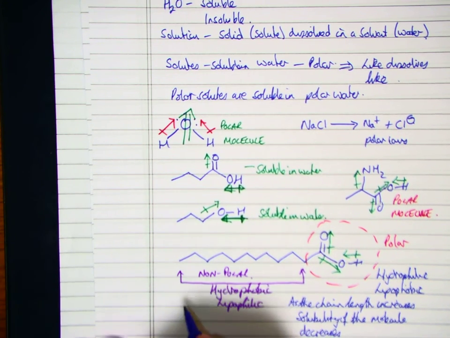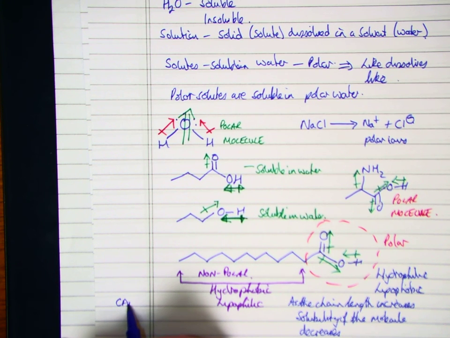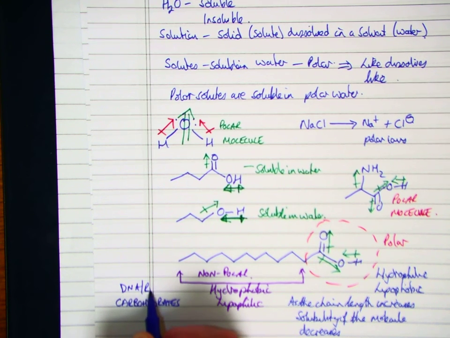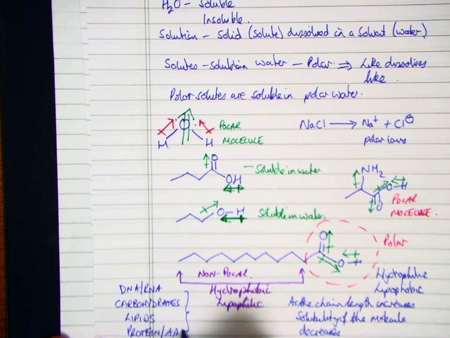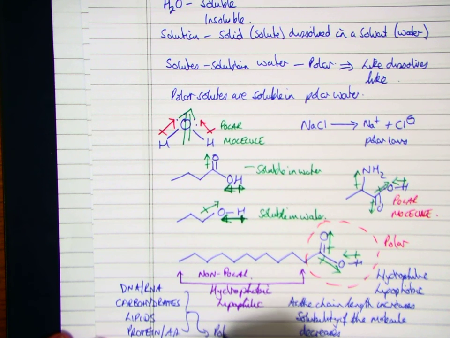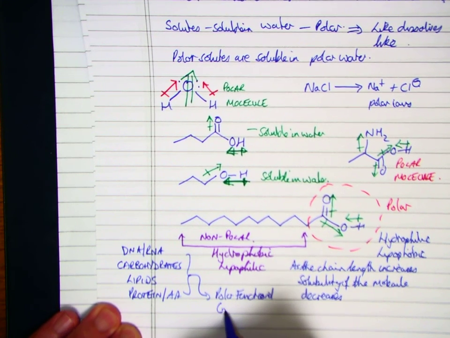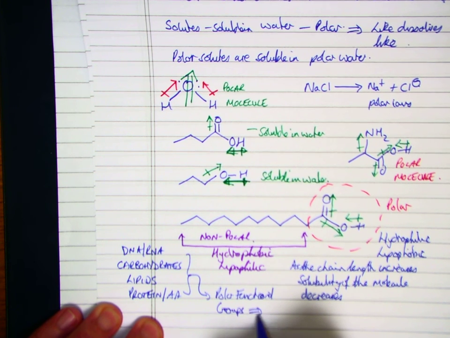So we need to think about this when we look at our macromolecules of carbohydrates, DNA, RNA, lipids, and proteins / amino acids. What are their functionalities? Do they contain polar functional groups? If they do, they're going to be soluble in water.